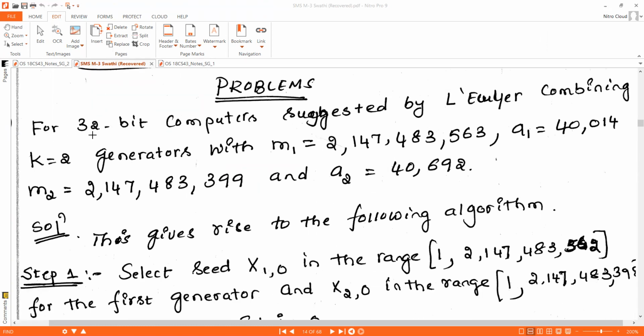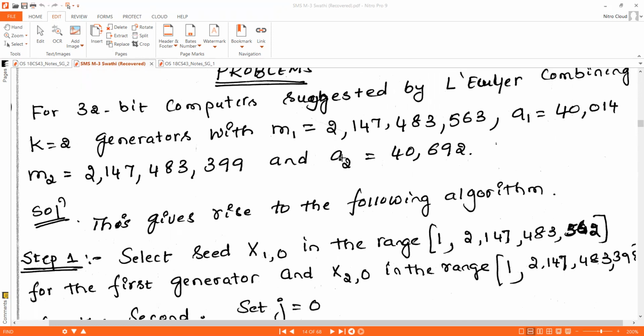For 32-bit computers suggested by L'Ecuyer, combining k equal to 2 generators, the m1 value and a1 value are given like this, and the m2 value and a2 value are also given. They have asked us to use L'Ecuyer's combining generator, that is, the k value is equal to 2. It will be like this.